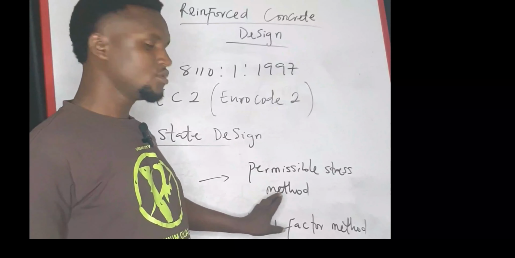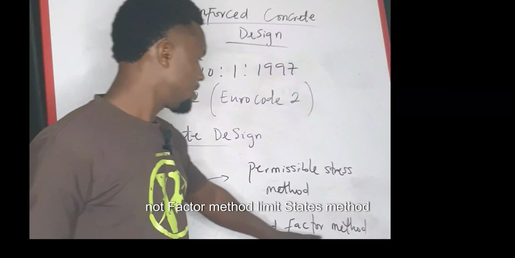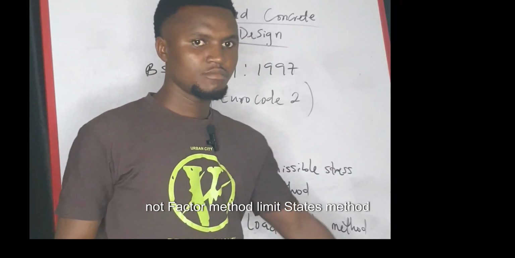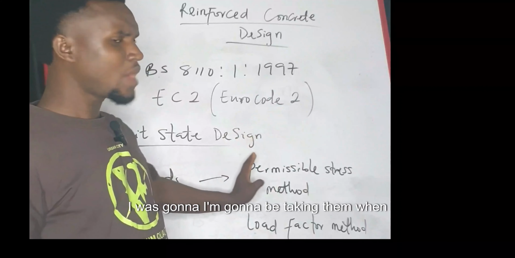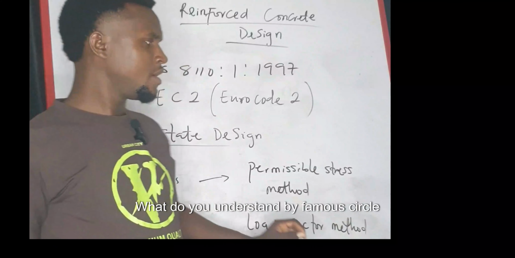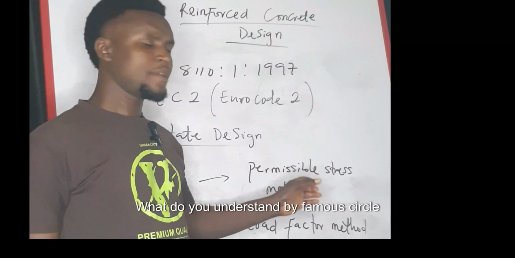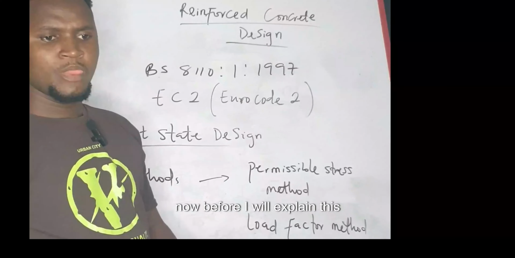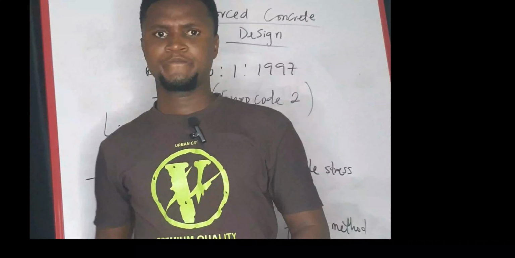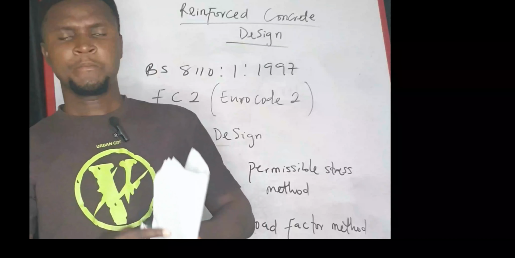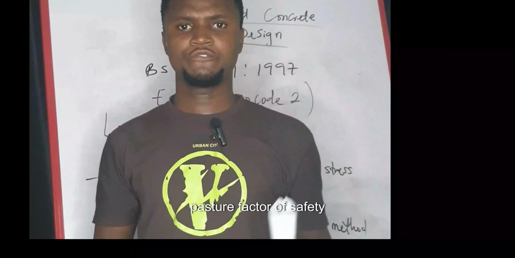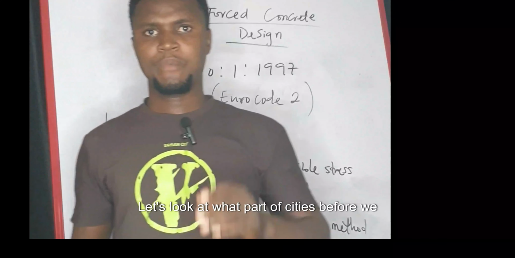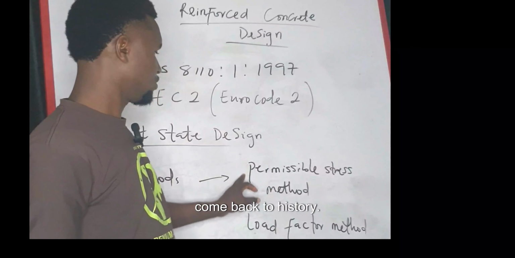Permissible stress method, load factor method, limit state method. I'm going to be taking them one after the other. What do you understand by permissible stress method? Now, before I explain this, there's what we call partial factor of safety. Let's look at what partial factor of safety is before we come back to these three.